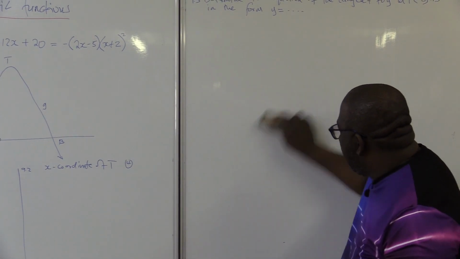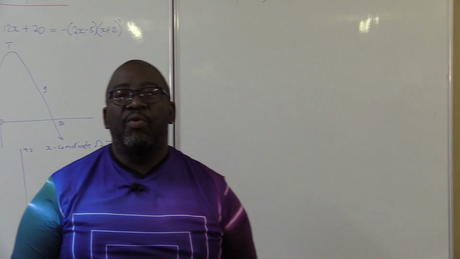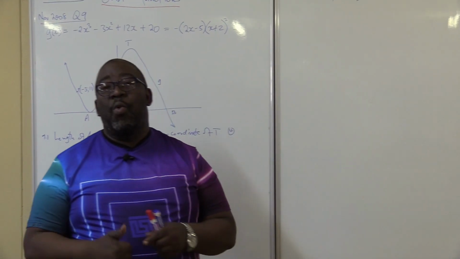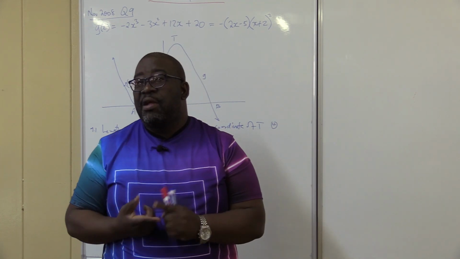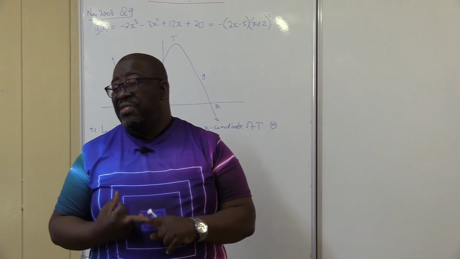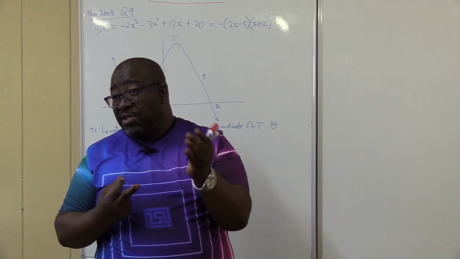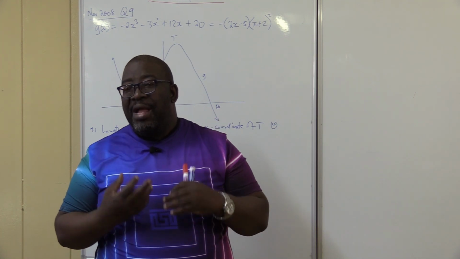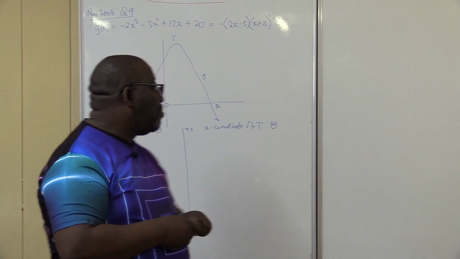Right, that's one part. Remember, we said there are 4 important things when you're dealing with cubic functions. Number 1 is the y-intercept. Number 2 is the roots, the x-intercepts. Number 3 is the 2 turning points, the stationary points, local maximum and local minimum. Lastly, it will be the point of inflection, where your second derivative is equal to 0.